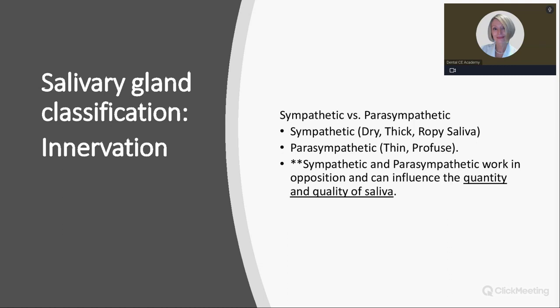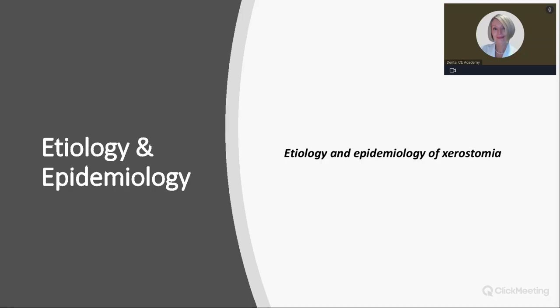Okay, and then salivary gland classification by innervation. So sympathetic versus parasympathetic. The sympathetic is responsible for the dry, thick, ropey saliva. And the parasympathetic innervation is responsible for the thin, profuse secretion. The sympathetic and parasympathetic work in opposition, and they can influence the quantity and the quality of saliva.